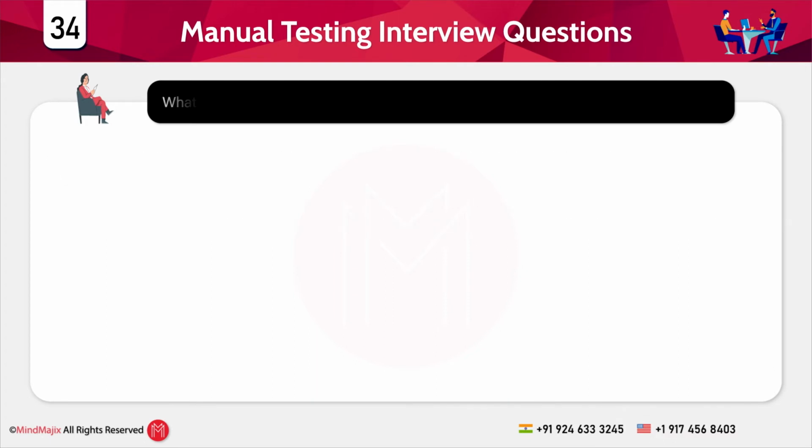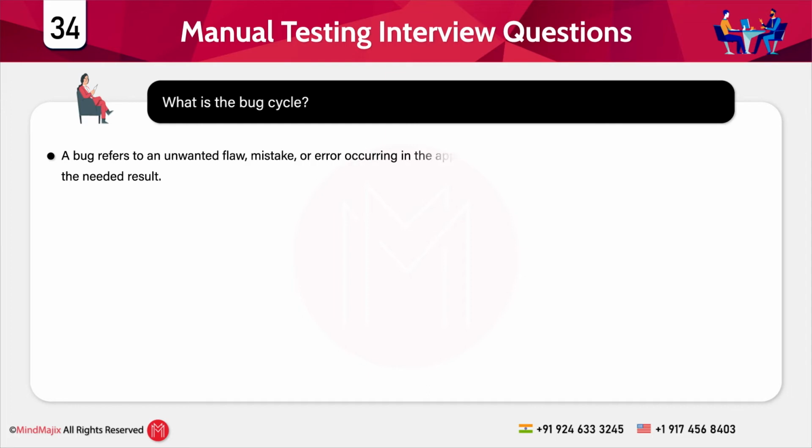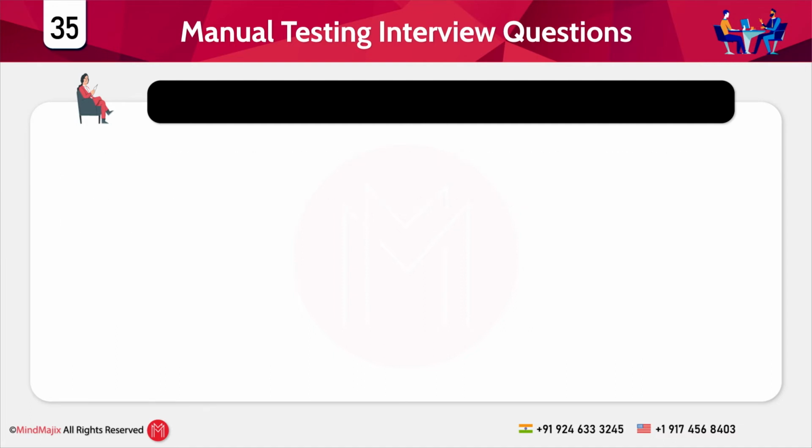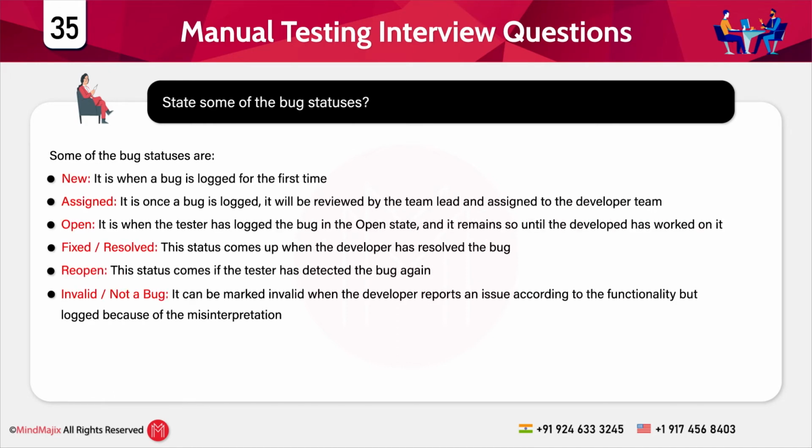The next question is, what is the bug cycle? So a bug refers to an unwanted flaw, mistake, or an error occurring in the application and preventing it from generating the required result. When any bug is discovered during the testing of the application, it goes through a definite life cycle from logging to resolving, and this is known as the bug life cycle. The next question is, what are the few statuses that are related to bugs? So as you can see on the screen, these are the statuses that are related to the bug, such as new, assigned, open, fixed, reopen, and invalid.